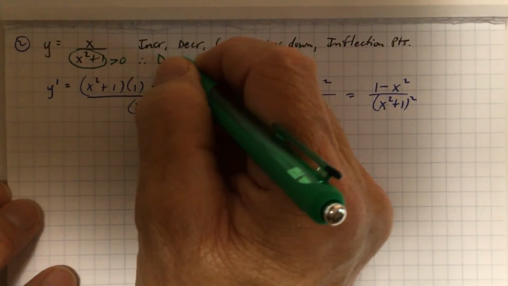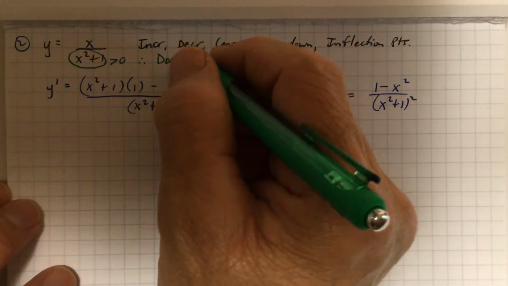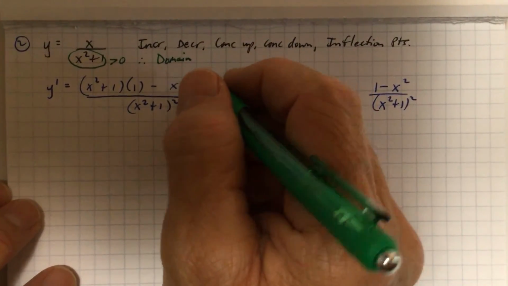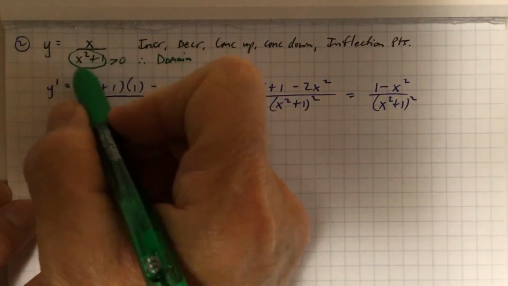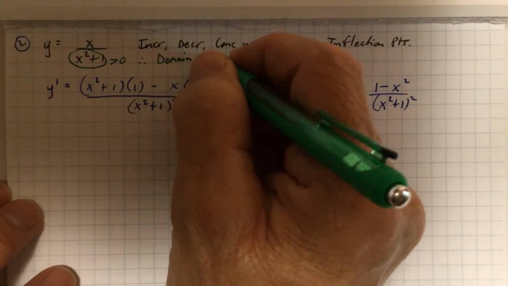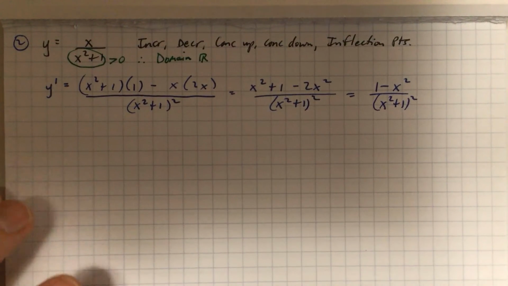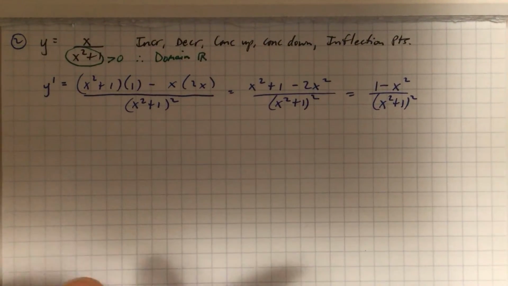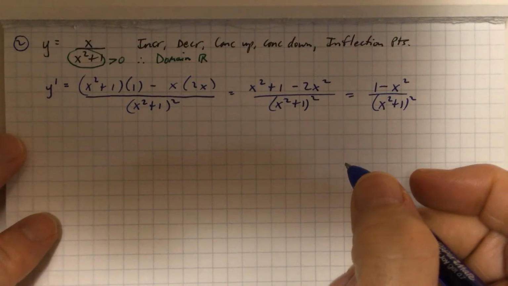Just because the denominator is positive doesn't mean the domain is all real numbers, but in this case, it's a rational function, and therefore every rational function that has a denominator that will always be positive will always have a domain of all real numbers. So this is a good thing. We know we don't have any breaks in the graph. We can focus on what the derivative is and when the derivative is positive and negative, and so on.